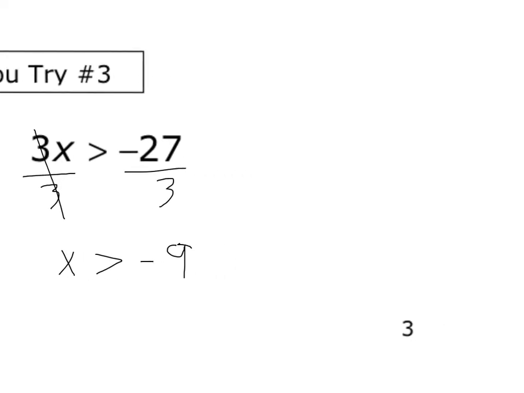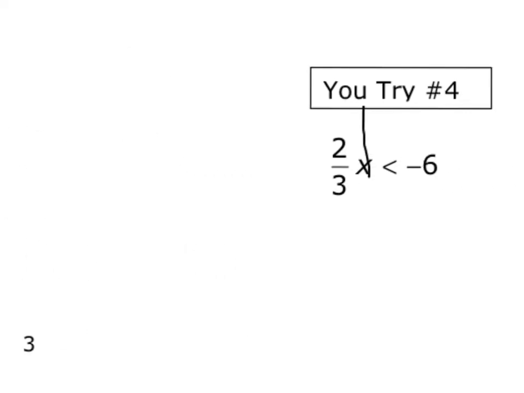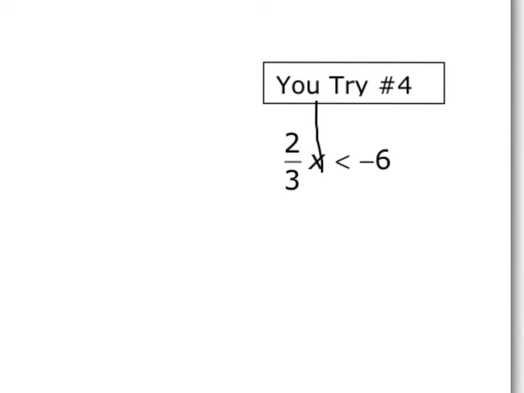Let's go ahead and try You Try number 4. I'm not sure why that line isn't there. Let's go ahead and erase it. I guess it won't let us, never mind. So you have 2/3 x less than negative 6. You have 2/3 times x, so we're going to undo multiplication with division. So you divide each side by 2/3.